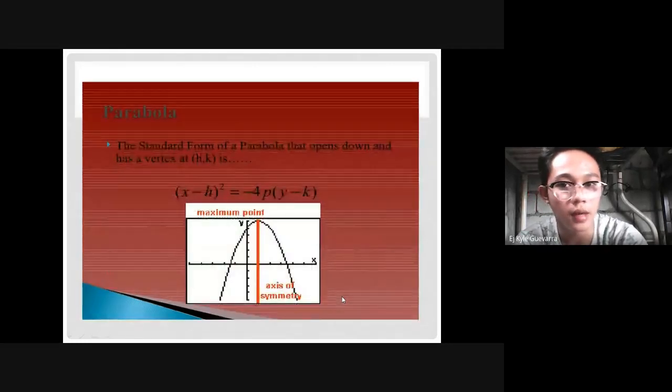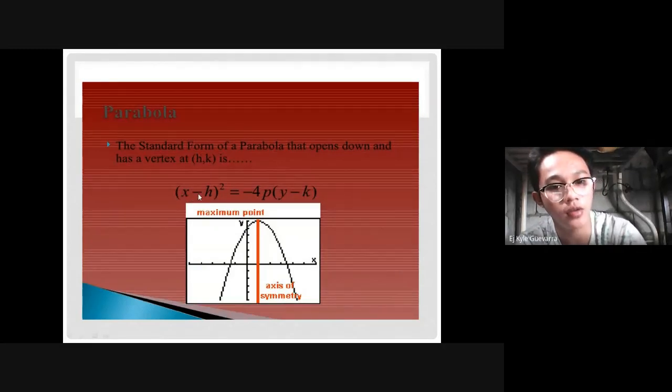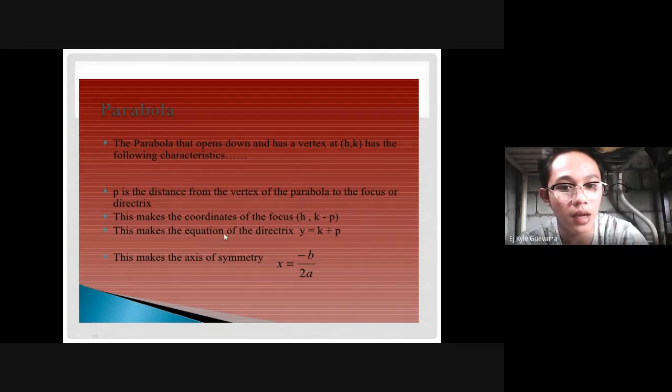Kapag opens downward ang ating graph, ang kanyang equation is x minus h squared equals negative 4p times the quantity of y minus k. And characteristic niya, dapat tandaan, kapag downward at h and k ang vertex, ang coordinates ng focus is h, then k minus p. The equation of directrix is y is equal to k plus p. And the axis of symmetry is x is equal to negative b over 2a.